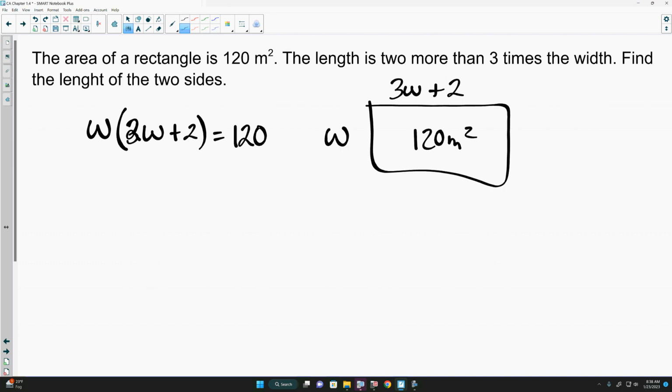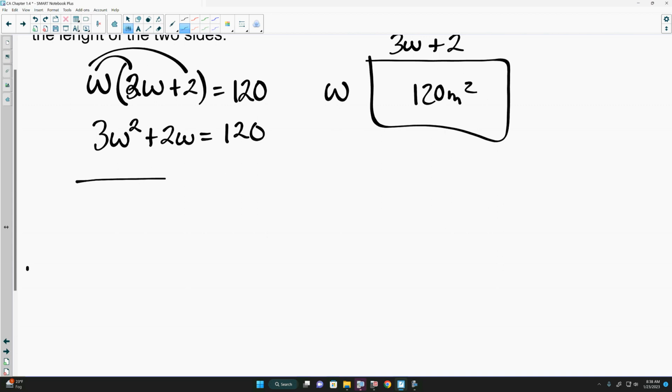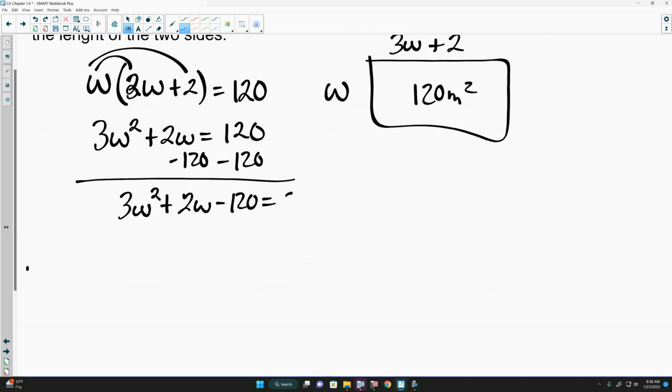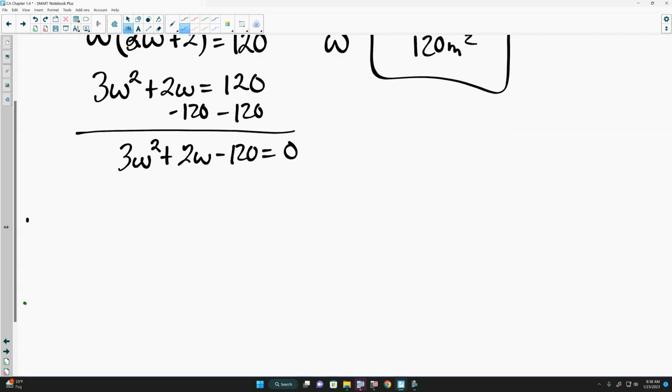Now from here we're just solving. So we can first off multiply by W, which will give us 3W squared plus 2W is equal to 120. Now we do need this equal to 0, so we'll subtract 120 from both sides, telling us that 3W squared plus 2W minus 120 is 0. Now we can't use the square root method outright because we do have a middle term, but we could go through the completing the square method, or we can go through the quadratic formula.